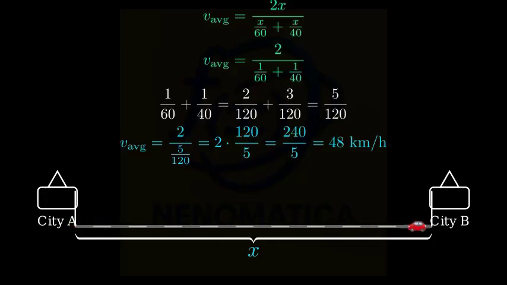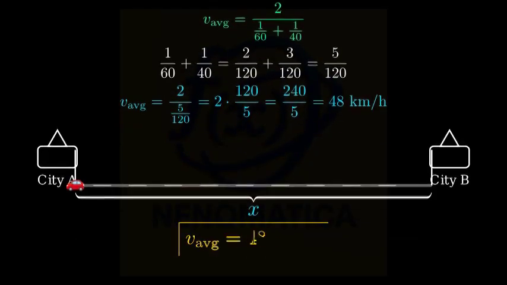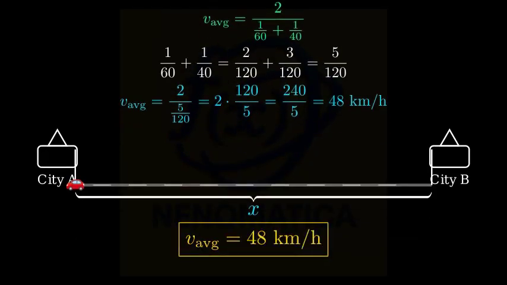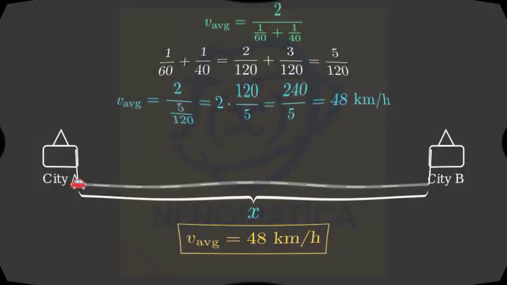Watching the car, the return trip takes longer than the outbound trip. This matches our final answer of 48 kilometers per hour. Therefore, the average speed for the round trip is 48 kilometers per hour.